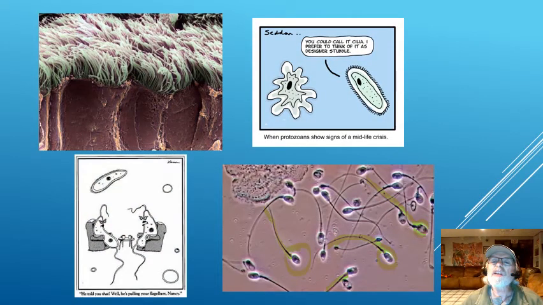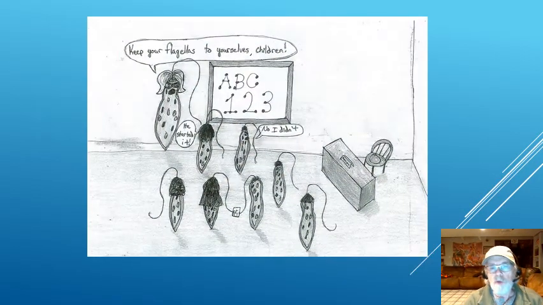You could call it cilia. I prefer to think of it as designer stubble. Okay, so maybe somebody dyed it green a little bit. It's a designer stubble. He told you what? He's pulling your flagellum, Nancy. So anyway, that's the flagellum that's coming out there, that long tail. Okay. Should have said Robert or something like that. Keep your flagellum to yourself, children.